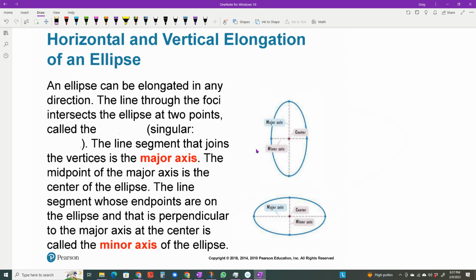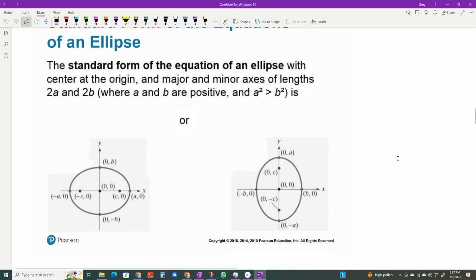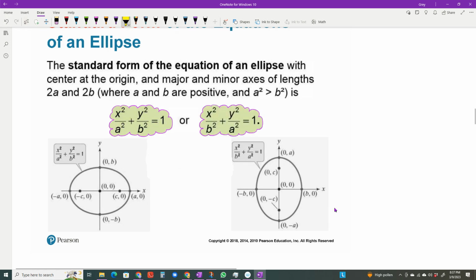And what you always need to remember is that at the endpoints of the major axis, you can find the vertices. Singular is vertex. So that's a vertex at the endpoint of each major axis. So the standard form of the equation that you need to know looks like this. This is centered at the origin, like this picture suggests. And this is a horizontal ellipse. This is a vertical ellipse. Its equation is very similar.